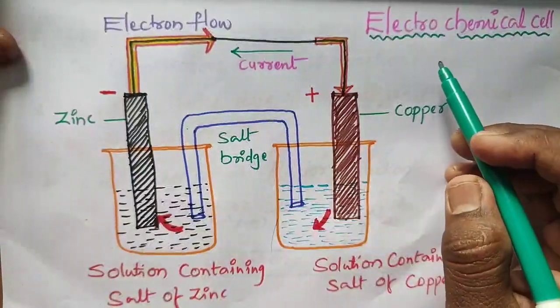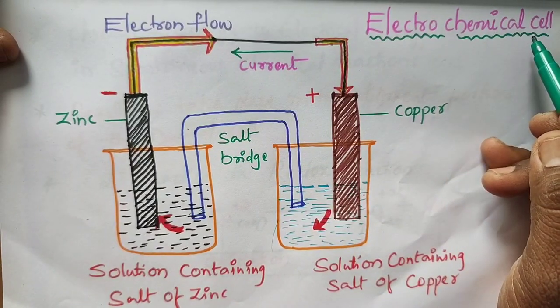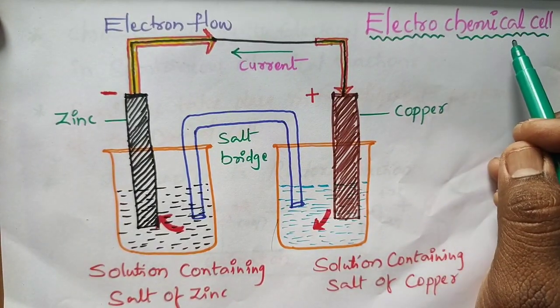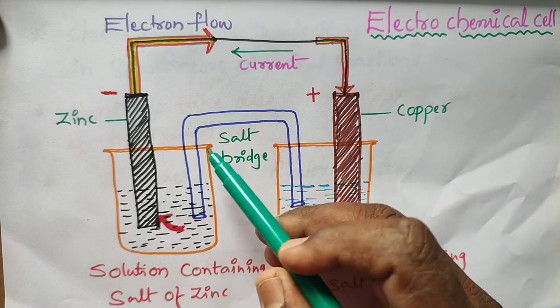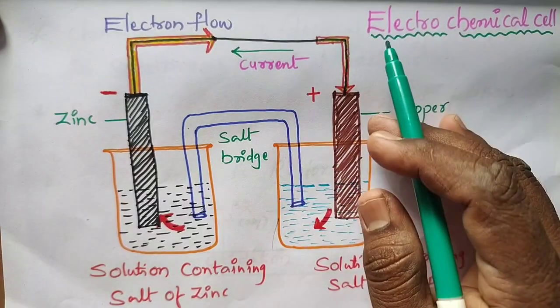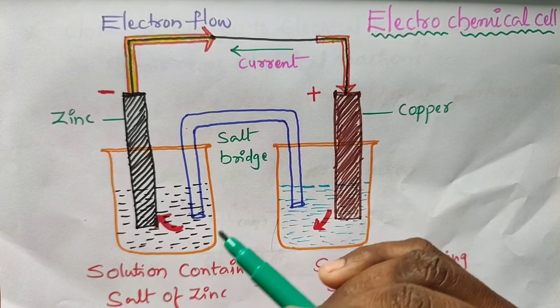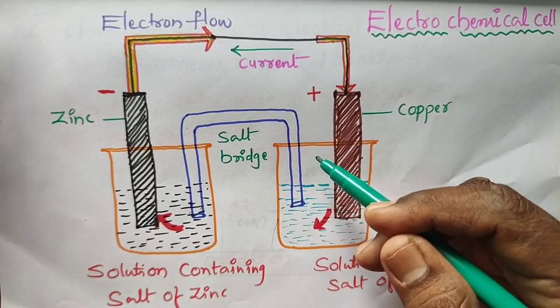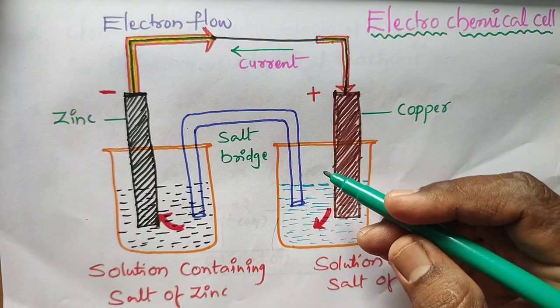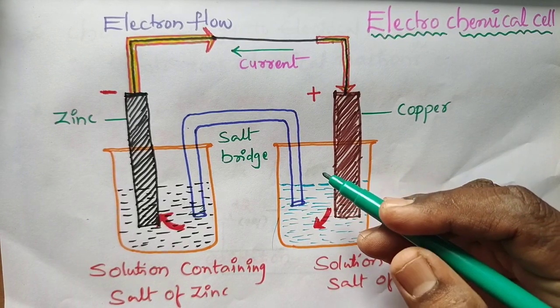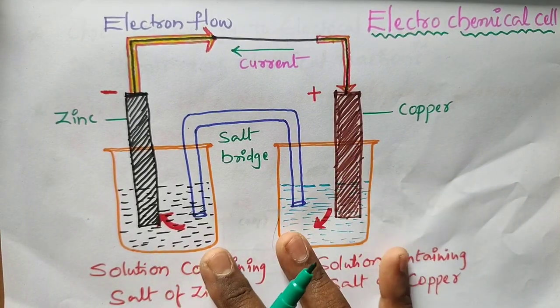Now the topic is electrochemical cell. In this electrochemical cell, the chemical energy is converted to electrical energy. The chemical energy is converted to electrical energy in spontaneous chemical reactions. Okay, this cell contains a structure like this.